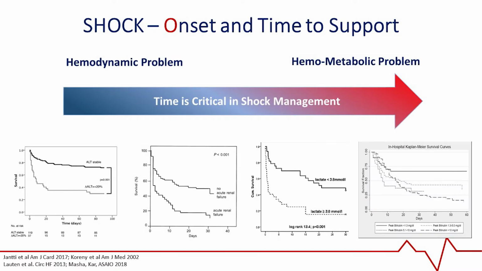So if you look at the onset, this is a poorly understood concept when it comes to the time in shock management. We know that it's a hemodynamic problem that progresses quickly to a hemometabolic problem. And we understand that once we have end organ dysfunction, prognosis is poor. The question is to try and catch patients early on before they progress into this hemometabolic problem. And that should be taken into account when we're dealing with patients who are presenting in shock.